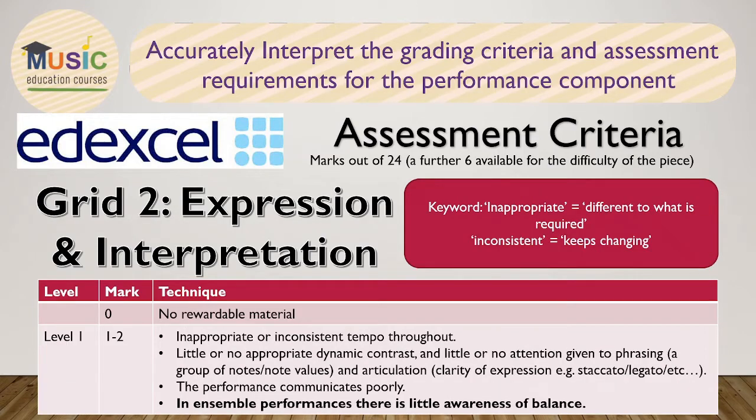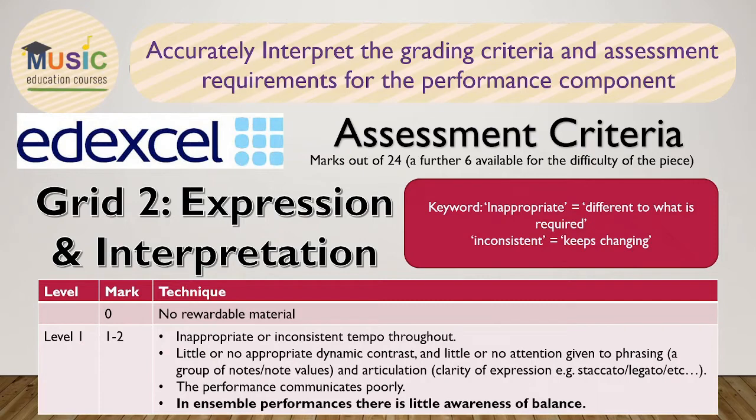Now, the second grid. Grid 2, expression and interpretation. For an absolute basic level, inappropriate or inconsistent tempo throughout. Inappropriate meaning different, and I would even go one step further to say contrasting to what is required. So a complete contrast to what is required. And inconsistent, it keeps changing.